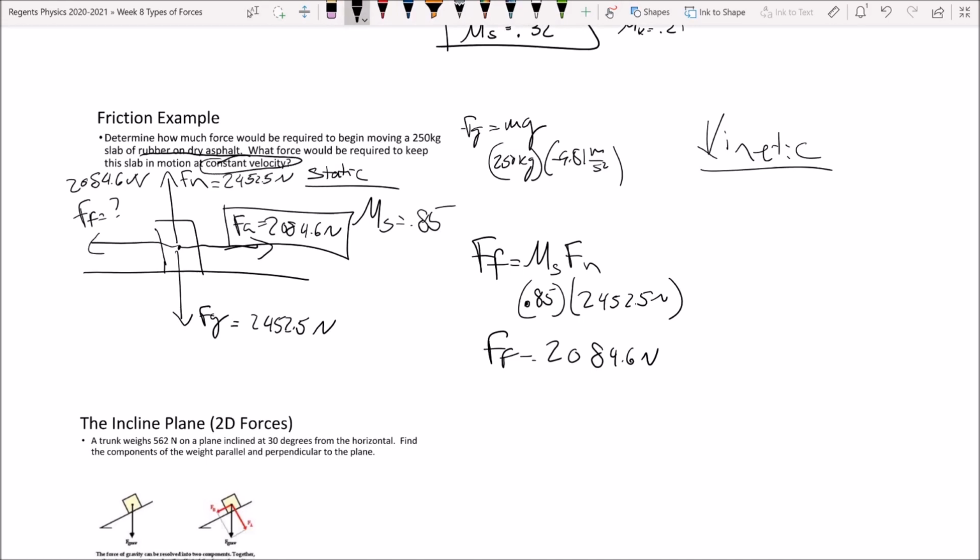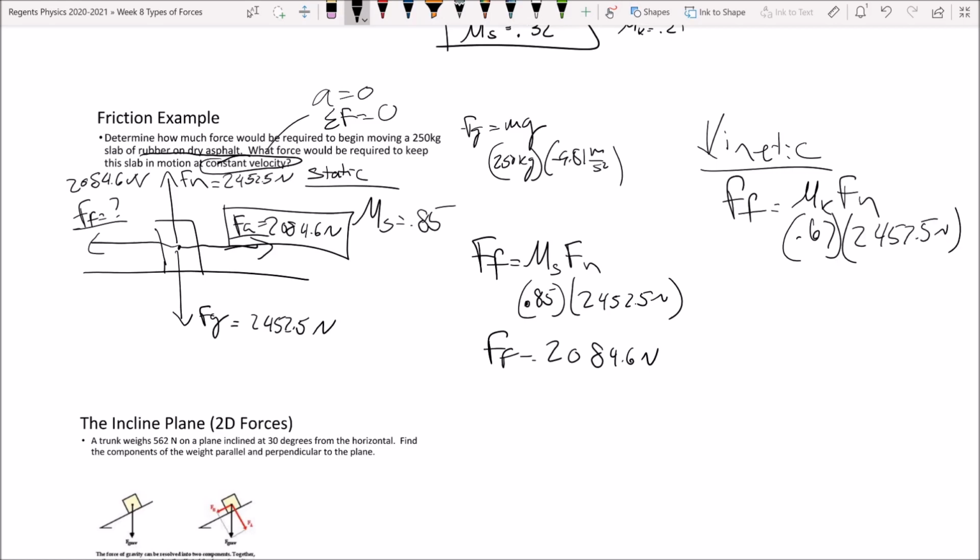So let's see, what force would be required to keep it moving at constant velocity? Constant velocity means the acceleration is 0, which means the net force is equal to 0. So again, the force of friction and the applied force will be equal. So let's solve for the kinetic case here. I said 0.67 times 2,452.5 newtons.